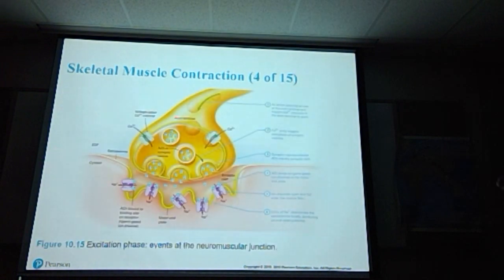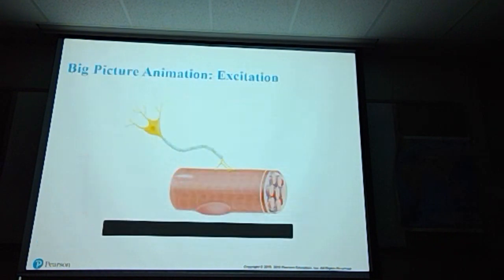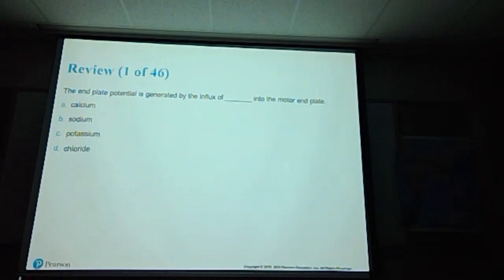There's the synaptic cleft. There's the axon terminal. There's the sodium. There's the motor end plate. There are the sodium channels. There's the acetylcholine. Calcium comes in, and that's what triggers the release of the acetylcholine. The acetylcholine binds, opening up the sodium channels, allowing the sodium to move in and create the action potential. Another video for you to watch at your leisure.